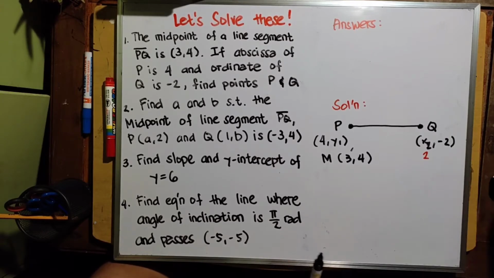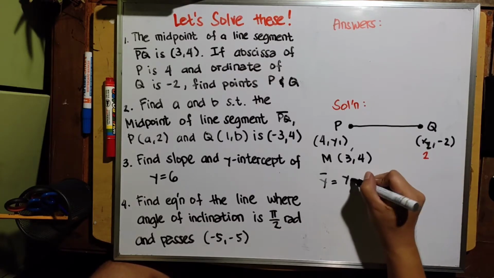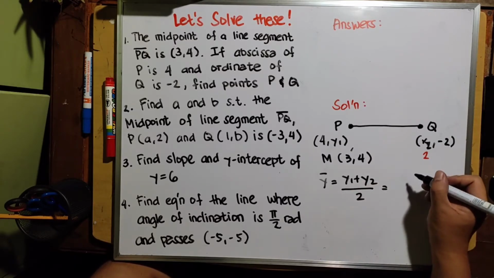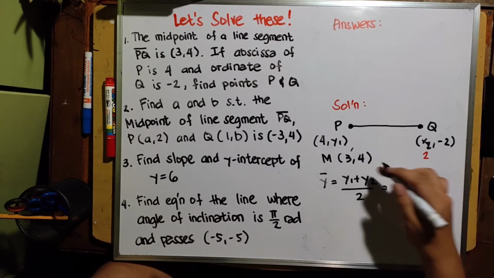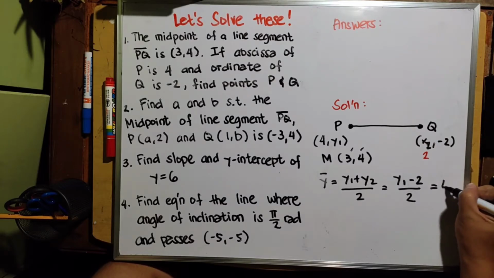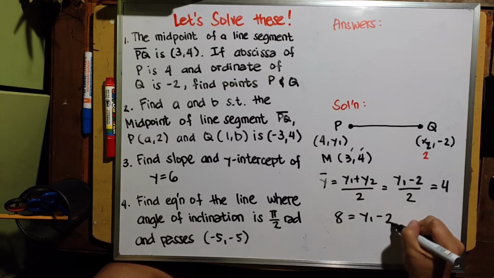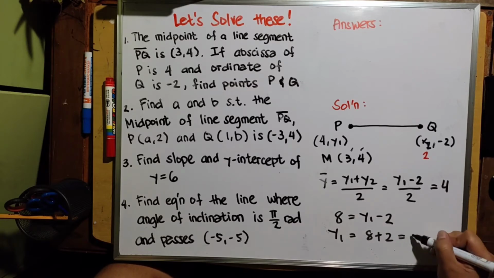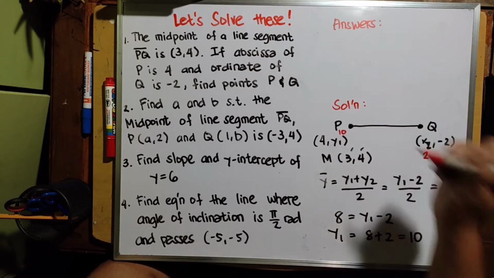To solve for y sub 1, let's use the y bar. So, y bar is just y sub 1 plus y sub 2 over 2, which is y1 plus -2 over 2, which is 4. Rearranging, magiging 8 is y1 minus 2. So, y1 is just 8 plus 2, which is 10. Okay, so si y1 daw is 10.